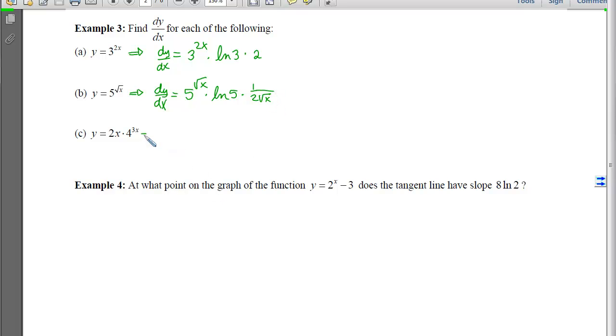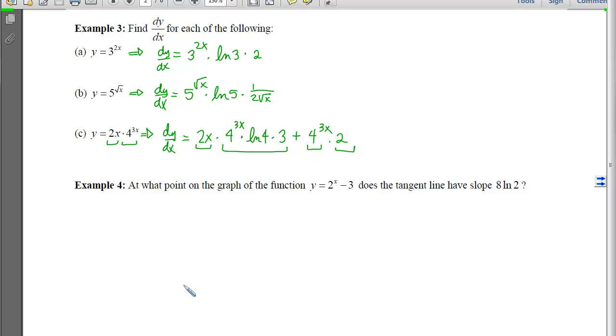Last one, notice I have a product involved, so I will have the first one times the derivative of the second. Well, the derivative of the second, I hit the exponential first, so I leave it alone. Since the base is not an e, I multiply by an ln of 4. And then, since my power is not just a plain x, I apply the chain rule to get the 3. So here's the first times the derivative of the second, plus the second times the derivative of the first.